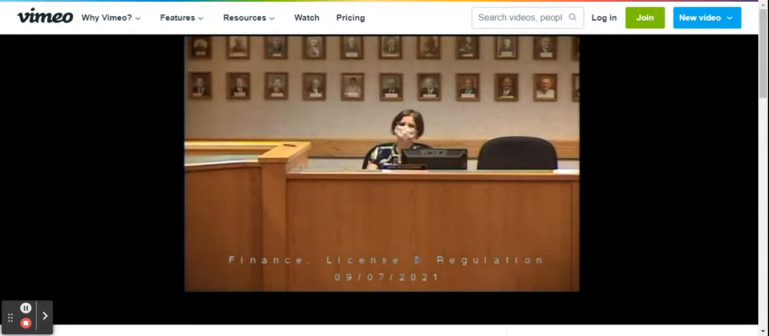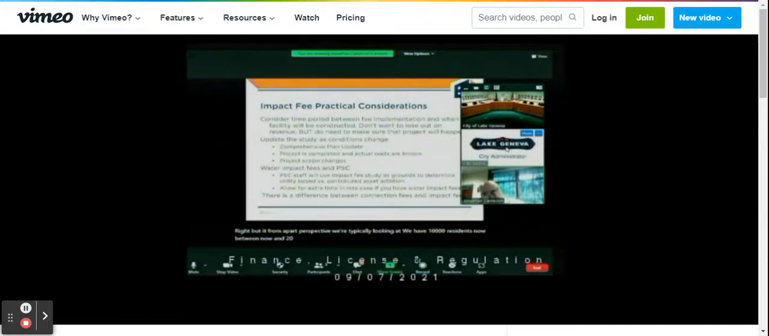Yeah, I don't know for sure that it really would be. I mean, you have to take that into consideration in terms of, I'm guessing, the facility design and what you're doing. Well, like a park, for instance. Right, but from a park perspective, we're typically looking at, we have 10,000 residents now. Between now and 2040, we're going to go from 10,000 to 20,000. We're looking at that 10,000 incremental population growth as our denominator for impact fees.